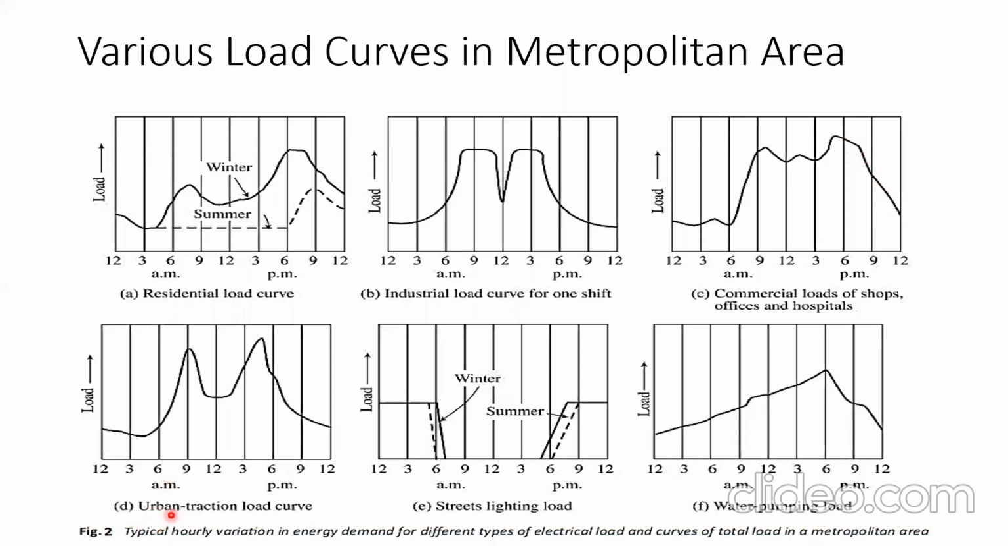Next is the urban traction load curve. It is the load curve of the locomotive. You can see that in the morning at 9 a.m. it is the highest. Again in the evening, around 5 to 6 p.m., it is the highest. Then the street light load: it will turn on from evening 7 p.m. to morning 6 a.m., and throughout the day they are switched off. Means what? Zero load demand is there.